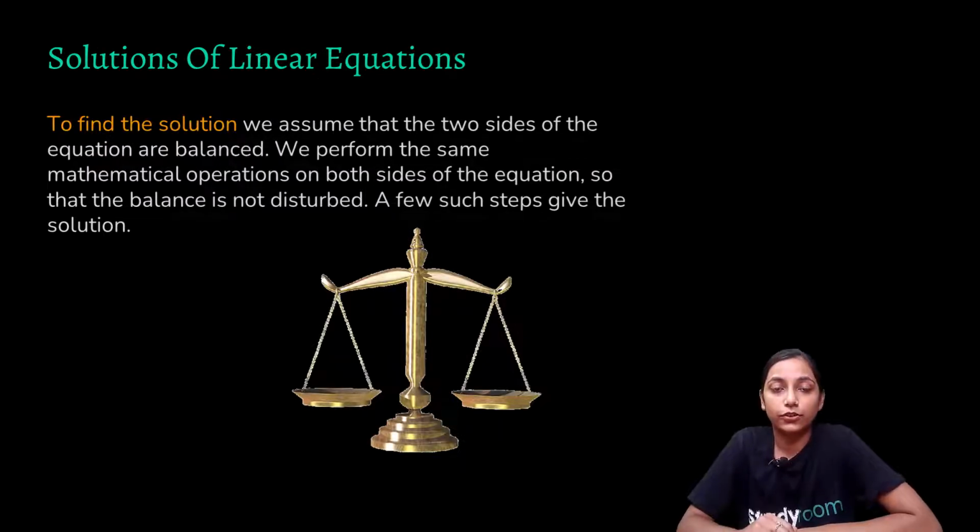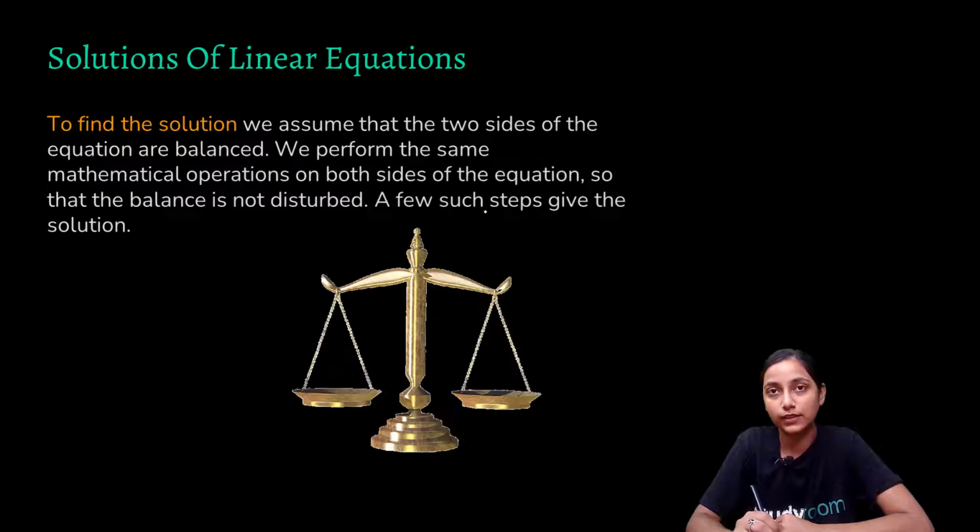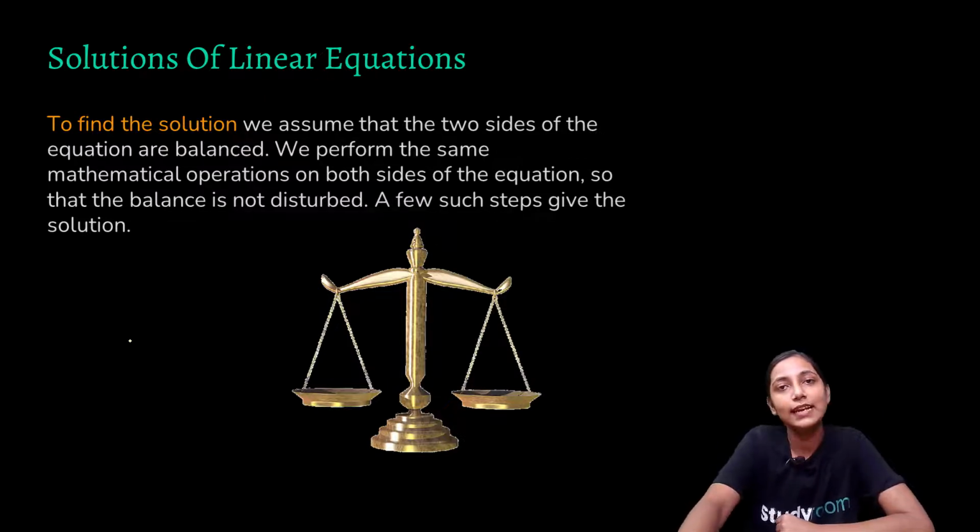Now how do we find the solution of linear equations? Let's learn. We assume that the two sides of the equation are balanced. We perform the same mathematical operation on both sides of the equation so that the balance is not disturbed. A few such steps give the solution. So first of all, we just assume that both the left hand side and the right hand side are balanced. And then we do the same mathematical operations on both these sides in order to maintain the balance. And a few such steps are going to finally give us the solution.